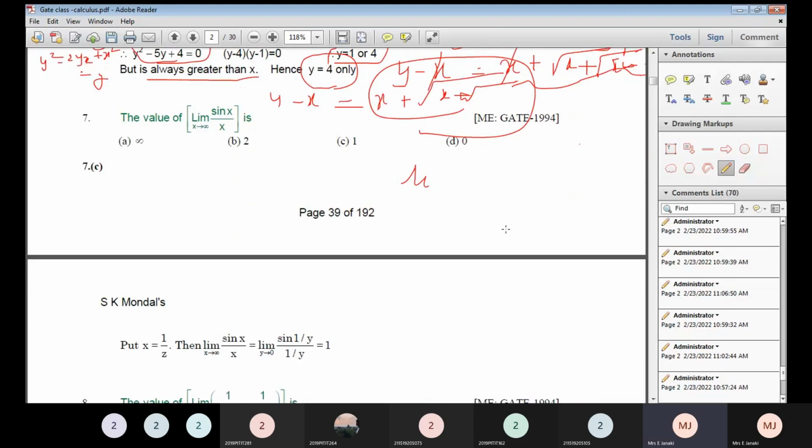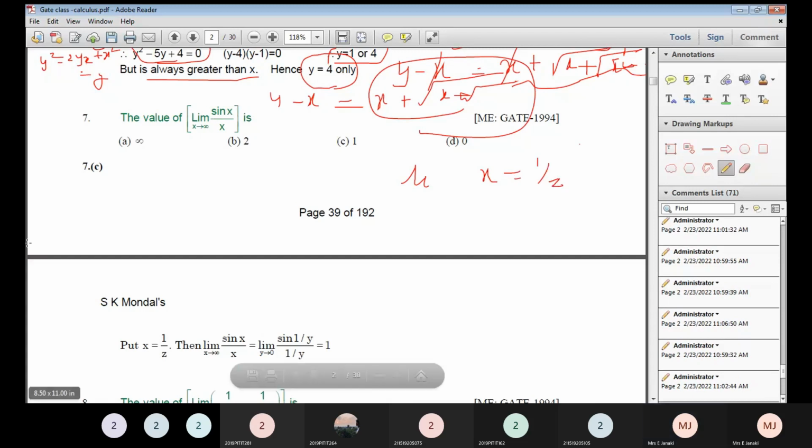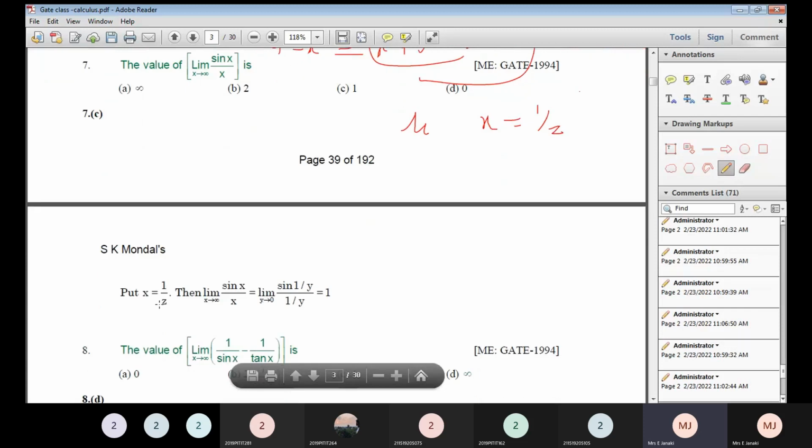Now in this problem, if you substitute x tends to infinity, you will get infinity by infinity, an indeterminate form. So whenever the limit x tends to infinity is given, you have to replace all the variables by the inverse term. Here x is given, so you replace that x by 1 by z. In the given problem, you replace all x by 1 by z. Now I'm replacing this x by y, taking it as 1 by y.